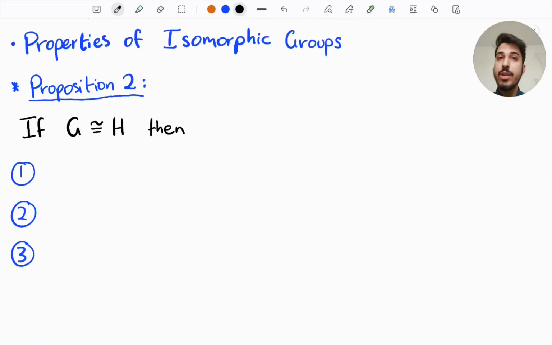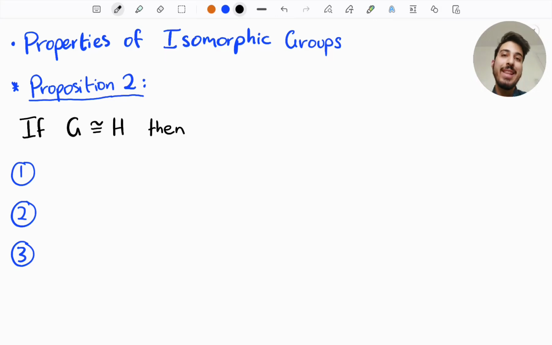The last topic of discussion covers the properties of isomorphic groups. This proposition is very important because it enables us essentially to determine if two groups are non-isomorphic. Usually, it is much easier to prove that a group is non-isomorphic to another group than to prove that they are isomorphic. Because to prove that two groups are isomorphic, you have to, in most cases, come up with an explicit definition of a map between these two groups. You have to prove that the map is well defined, that it's a homomorphism, that it's injective, and that it's surjective to get the result you want.